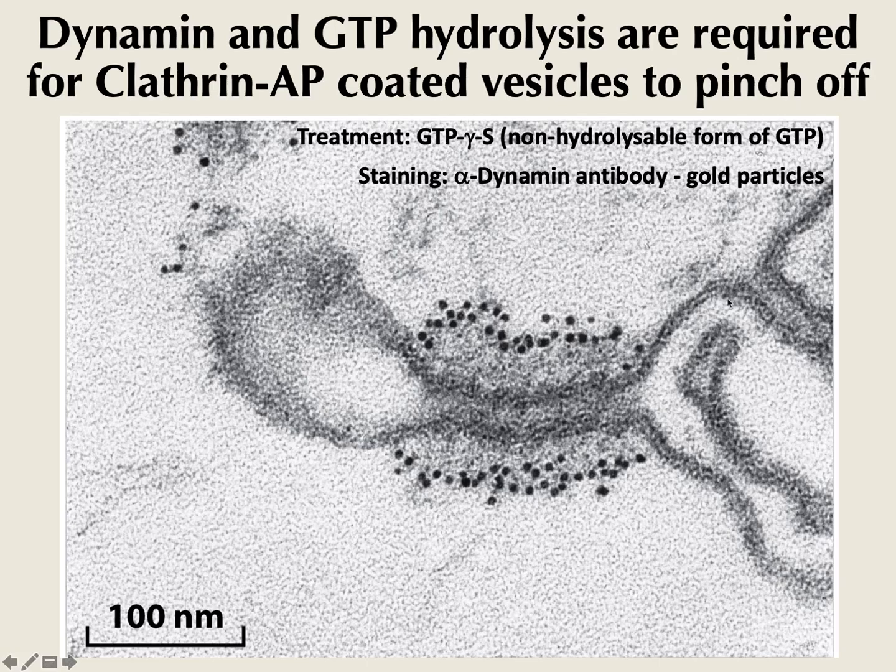And you see it's formed this pit, this vesicle. It's trying to form this vesicle, but it has this very long neck, which is unusual for a vesicle pinching off a membrane. And it shows this way because these cells have been treated with GTP gamma S, which is basically a non-hydrolyzable form of GTP.